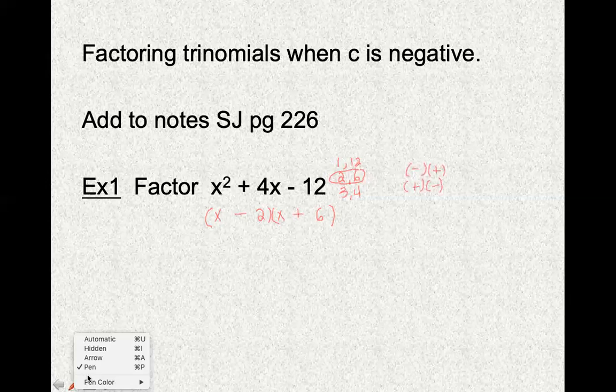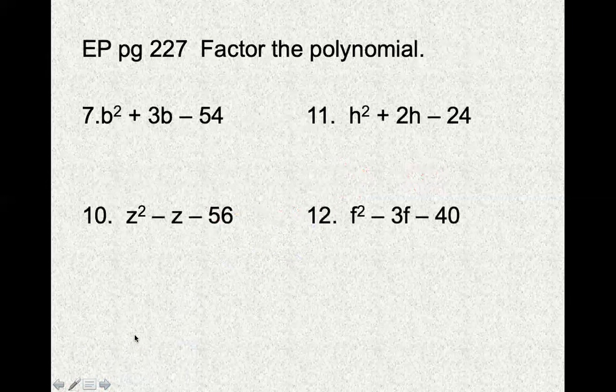You can take a minute and check to make sure that's right by doing what we call the double smileys. So -2 times x is -2x. And 6 times x is 6x. If I combine -2 plus 6, I get a positive 4. If I multiply -2 times 6, I get a -12. All right, so we just have to be careful with our signs today when we're working with these factors of that last number. All right, so we're going to jump to some extra practice on page 227.